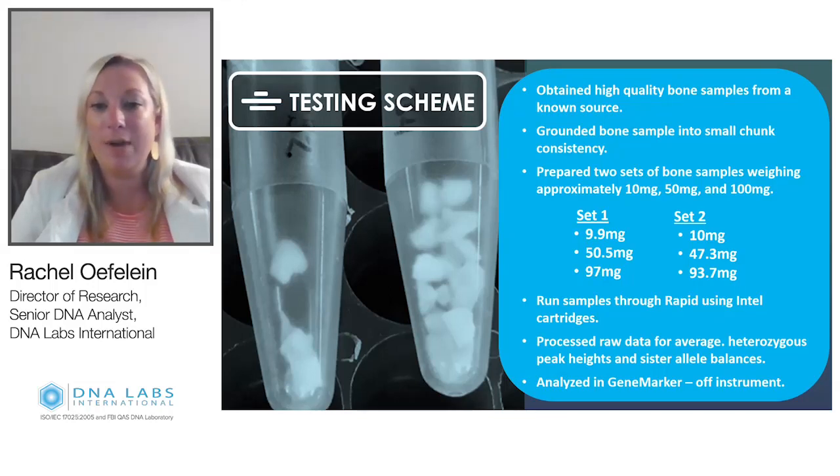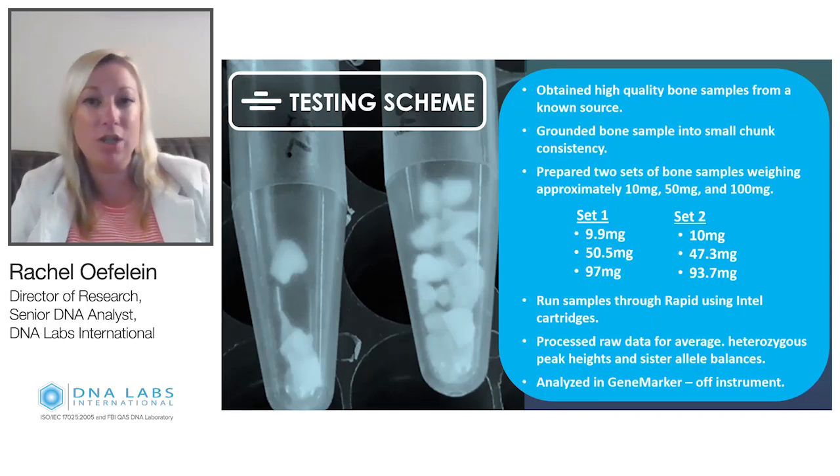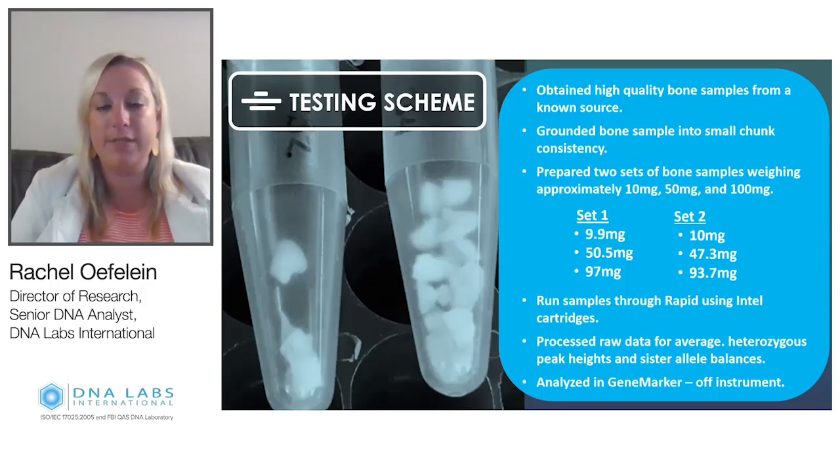So when you're dealing with bone samples, which can be tricky, obviously we want the most sensitive option. So we processed the raw data and we looked at average heterozygous peak heights as well as sister allele balances. And as I mentioned, we analyzed the gene marker off instrument. We did actually look at it on instrument as well and compared how our 2 methods differed.